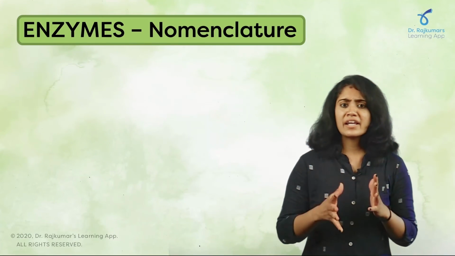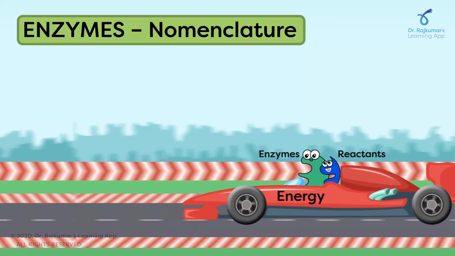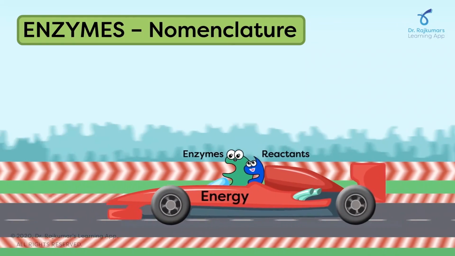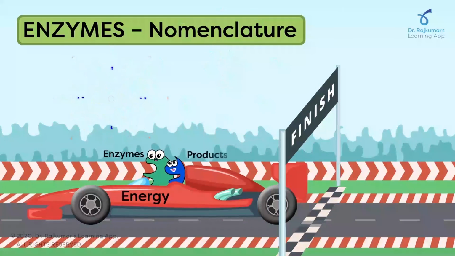In an enzymatic reaction, what happens is that when enzymes bind to the substrate, that is the reactants, it lowers the energy required for the reaction. That is, these enzymes speed up the reaction by lowering the activation energy.